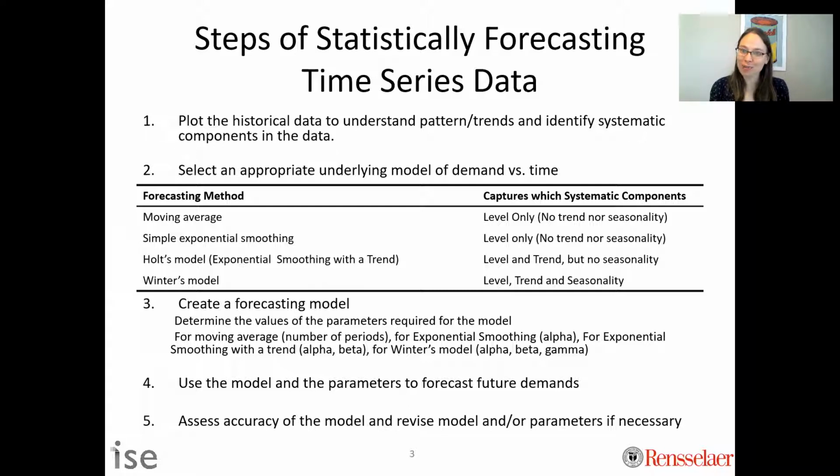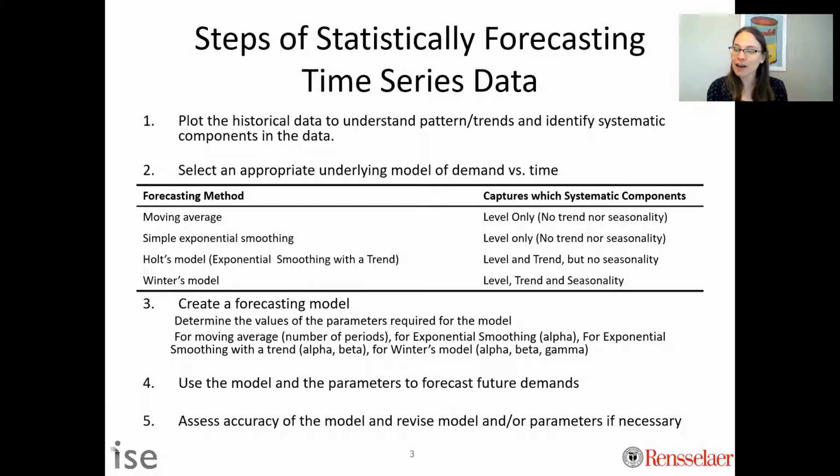The first is that you should plot your historical data, because a major assumption of time series data is that the past is a good indicator of the future. And so our goal here is to identify what patterns are happening in the past, and then make sure that our method captures those patterns so that they are captured in our forecast of future demand.